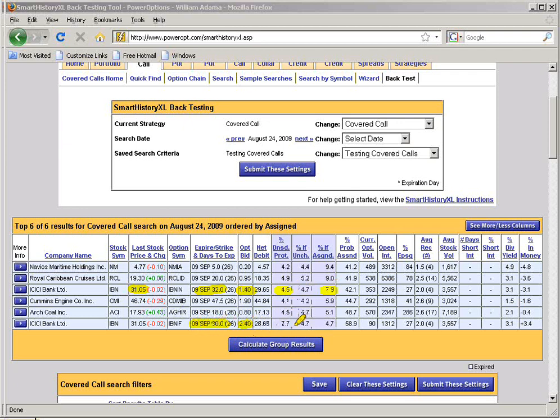This almost reverses that, doesn't it? We have a better downside protection now, 7.7%, and a slightly lower percentage return if assigned, because we're slightly in the money now, of 4.7%. So this is a pretty decent example.